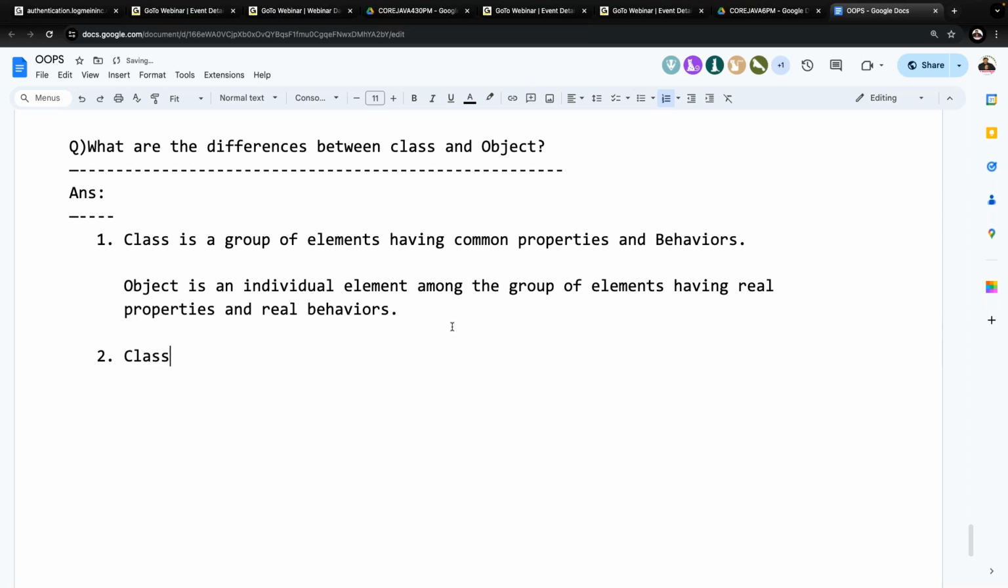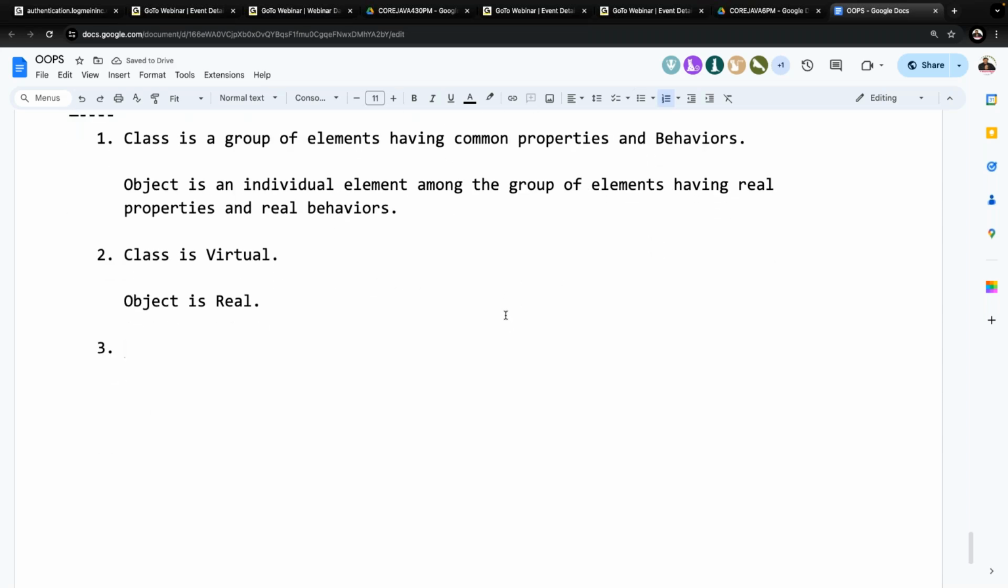Similarly, class is virtual, whereas object is real. Class is virtual, whereas object is real. Get my point or not?